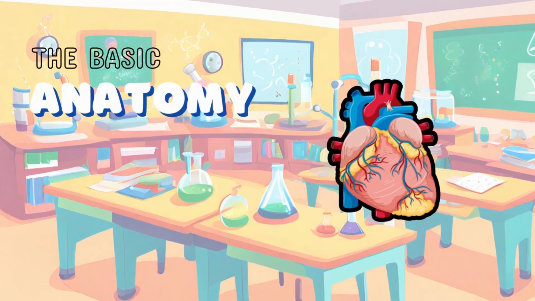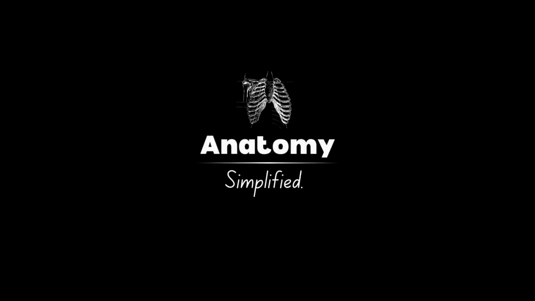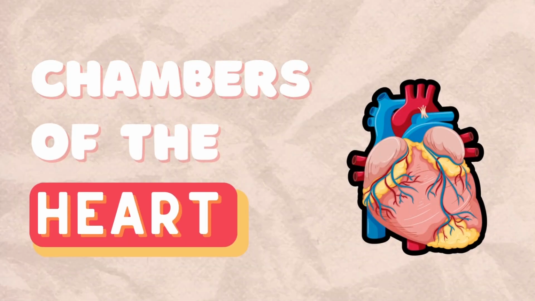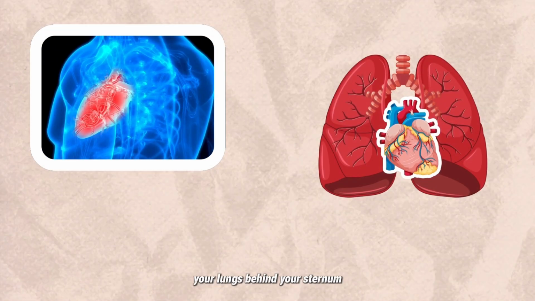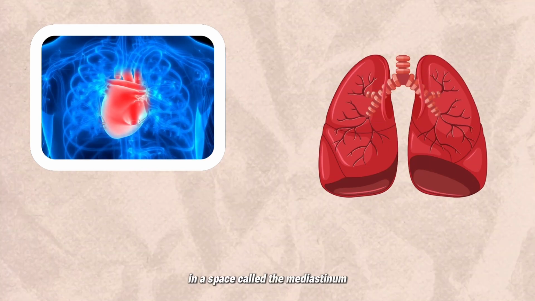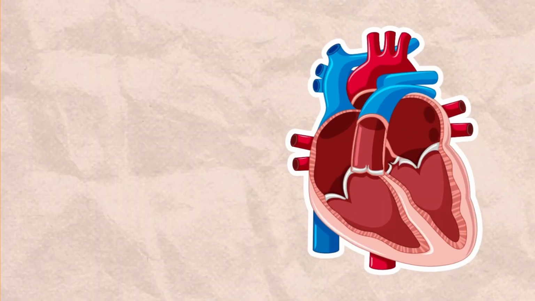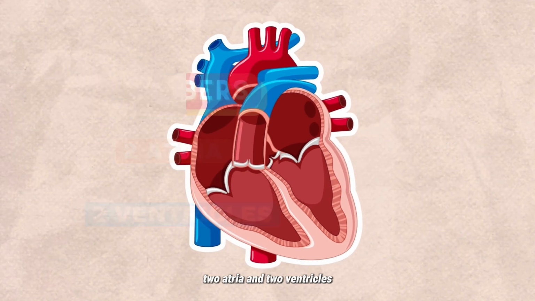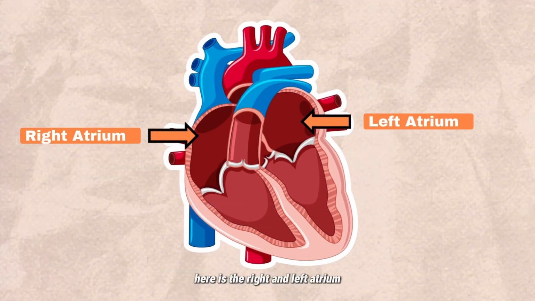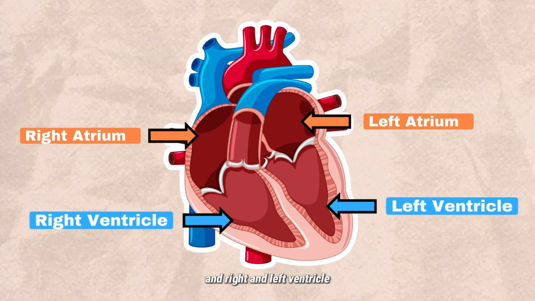The basic anatomy of the heart. Chambers of the heart. The heart is a hollow organ that sits between your lungs, behind your sternum, in a space called the mediastinum. It consists of 4 chambers, 2 atria and 2 ventricles. Here is the right and left atrium and right and left ventricle.